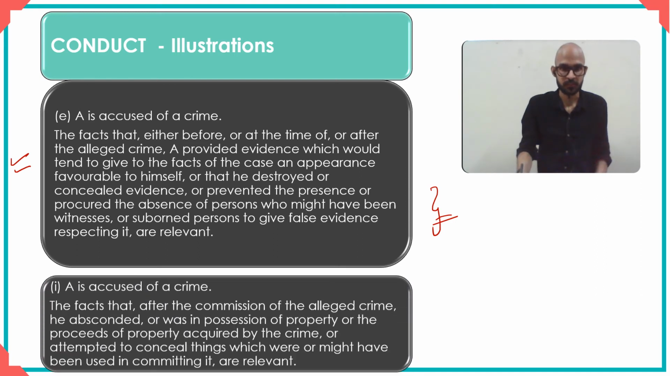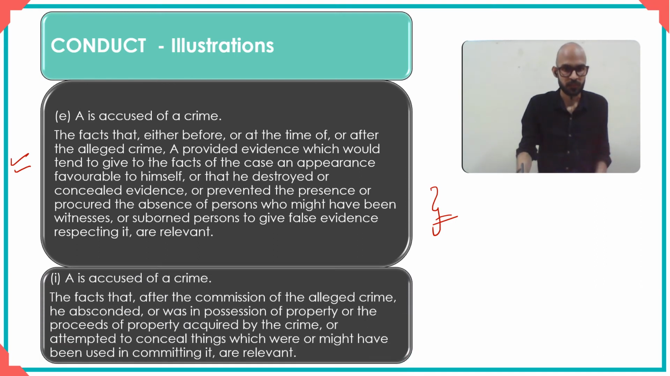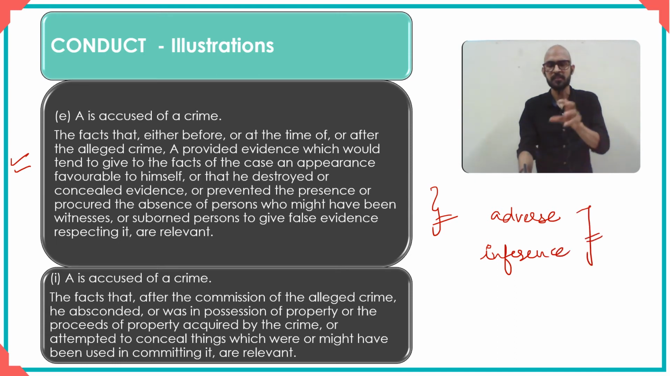Let us look at another illustration. A is accused of a crime. The facts that after the commission of the alleged crime, he absconded or was in possession of property or the proceeds of that property. You see, all of these show that he tried to run away. If he's absconding, you can draw an adverse inference. Remember this word, it's a nice thing. Adverse inference, right? Adverse means that something is not favorable. So when somebody behaves in a certain way, you can draw an adverse inference, an adverse presumption about that person.